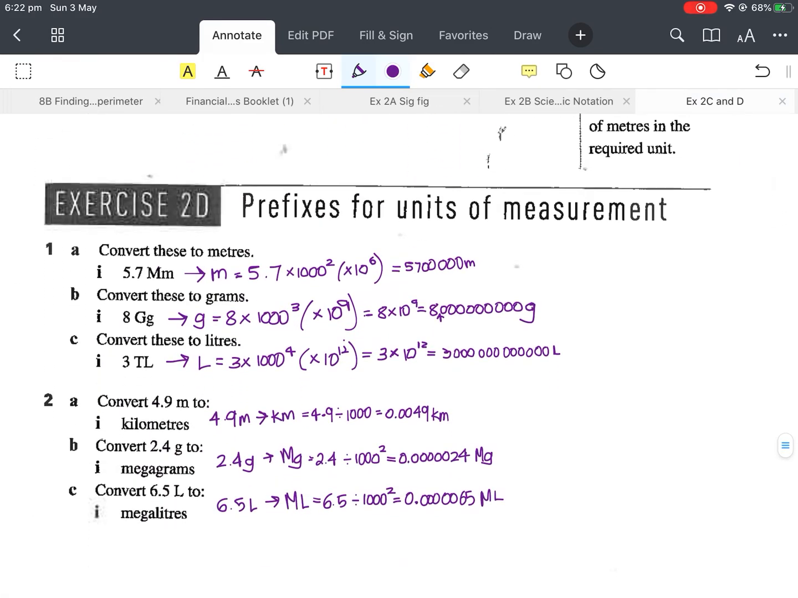Exercise 2D, convert these to metres. Now, I suggest you have a go on your own. Pause it here and then see if you can do this. Cover that over, okay? I'll leave it up to you. Sorry, I've already done them just to make the video go a bit quicker. So here I'm converting metres to mega.